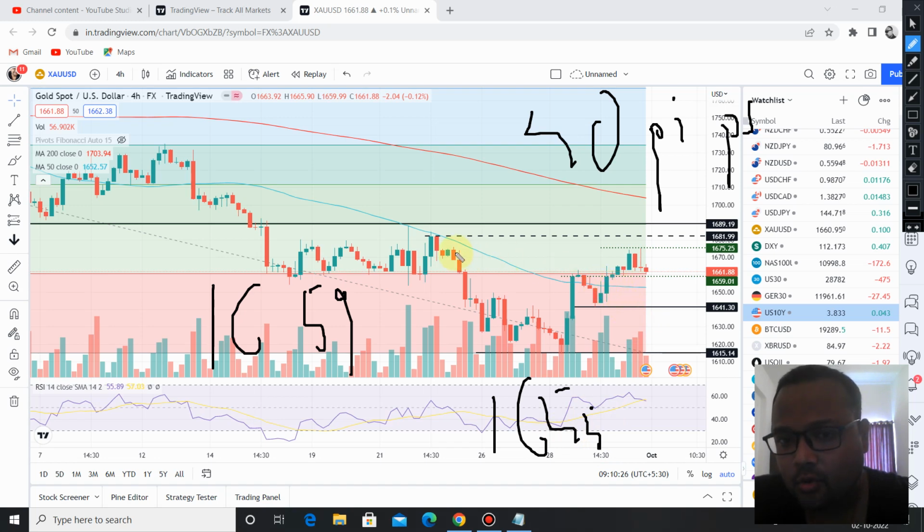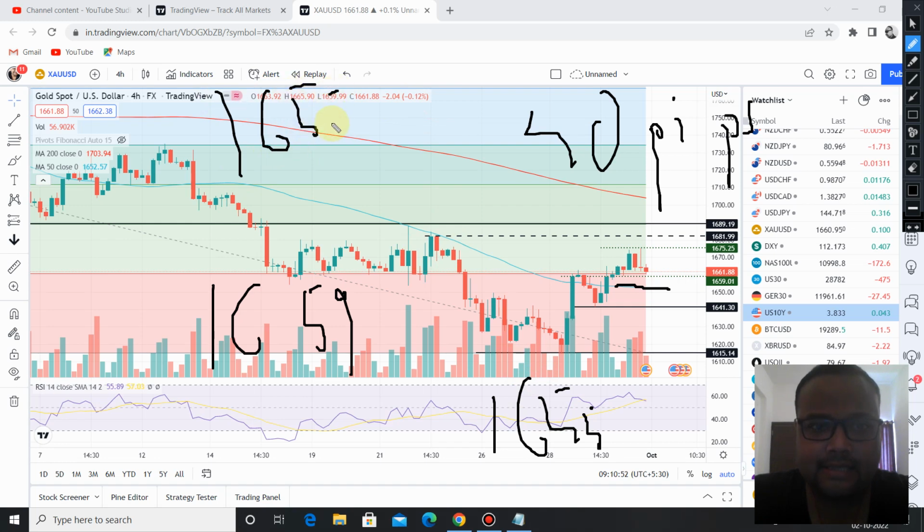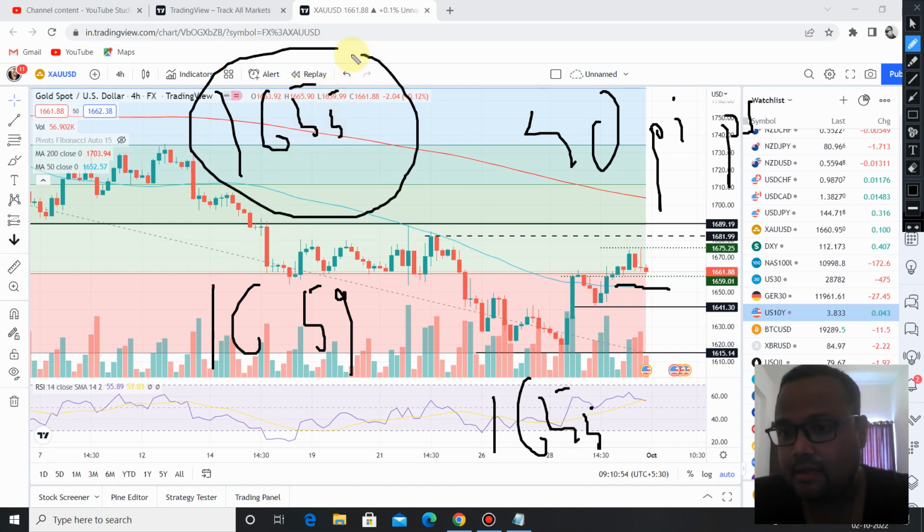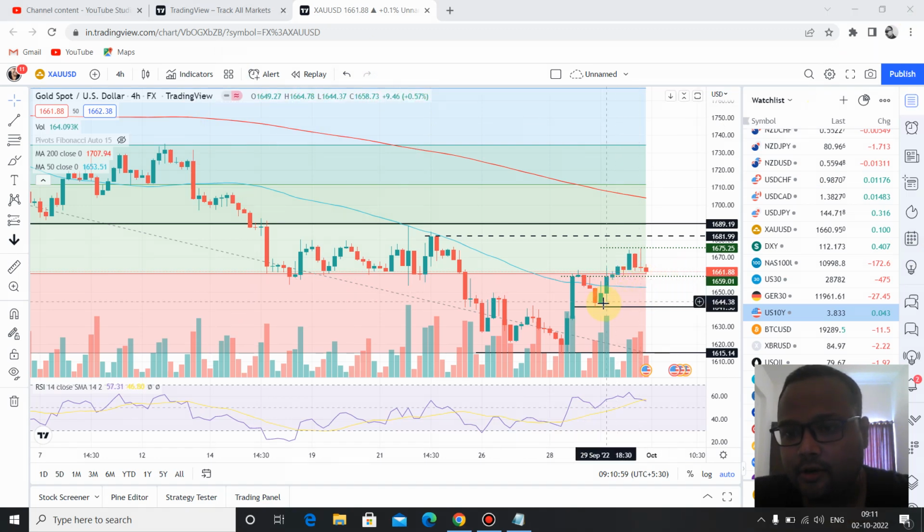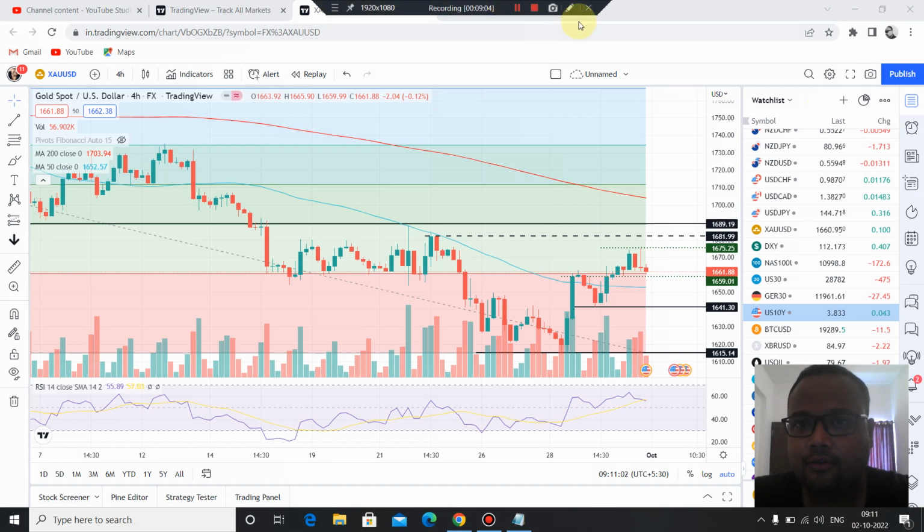Why? Because you can see the blue line, the 50 moving average, which is the dynamic support, is also present here. So I think if market breaks 1659 level, 1655 will be the next support. Okay, so not a support to take a buy position, but a level where you should exit from your sell position. And in case market breaks 1655 level, okay, then you may get a good selling opportunity at least till 1645, I think so.